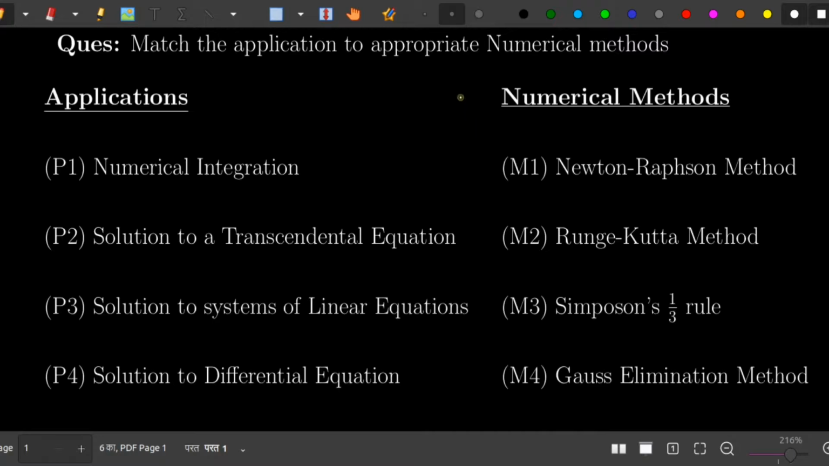So on one side you have the numerical methods given, and on the other side of the column you have the applications where they are used. Okay, and you need to match which of the following numerical methods is used in which of these applications.